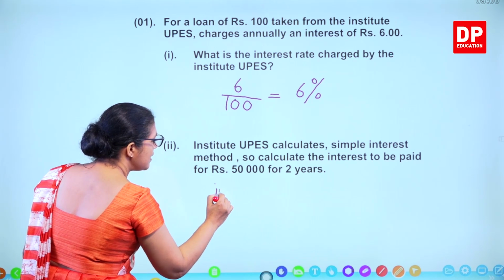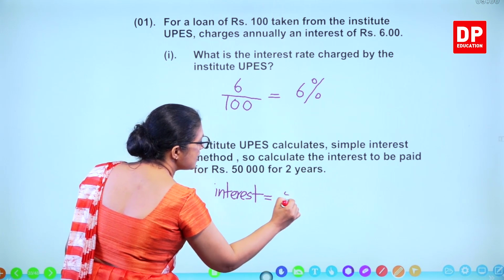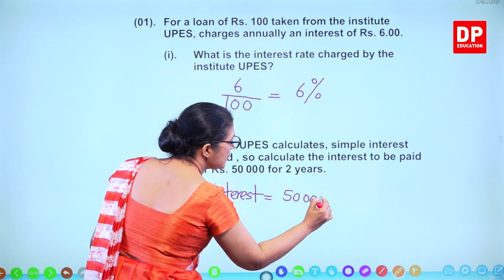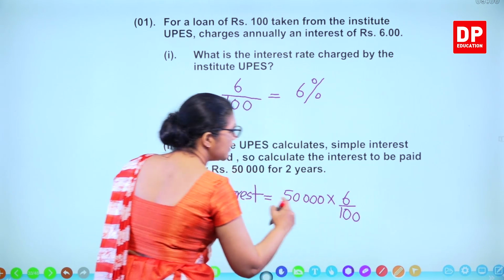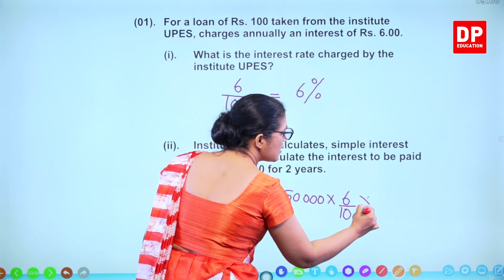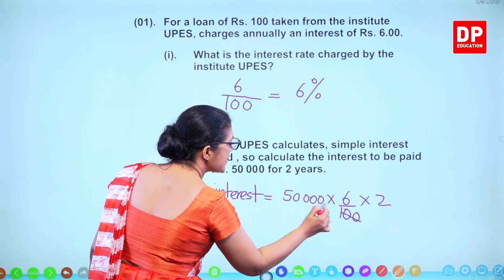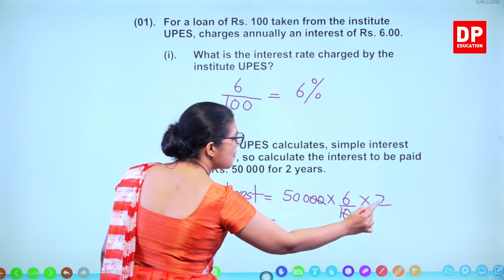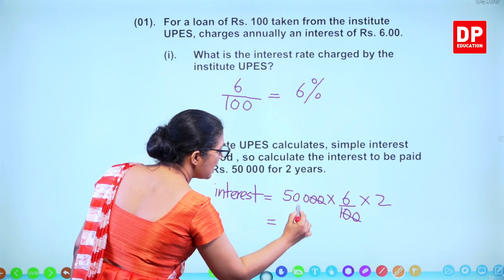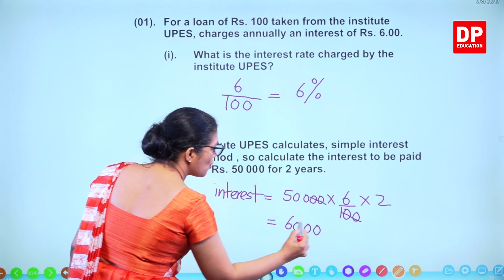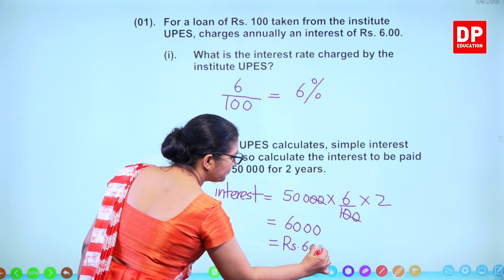So how do you calculate the interest? The rate is 6%. So 50,000 times 6%. This is for 1 year. You need it for 2 years, so you multiply this by 2. 2 zeros get cancelled out. This means 6 times 2, 12. 12 times 5, 60. And here 2 zeros. So what's the answer? 6,000 rupees.